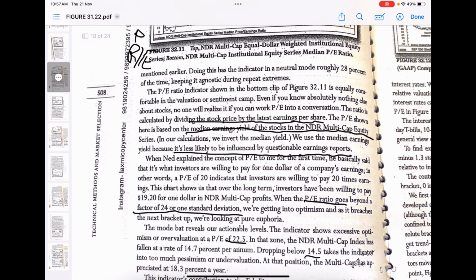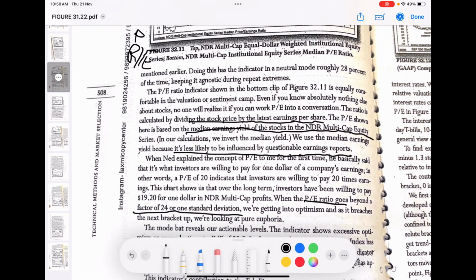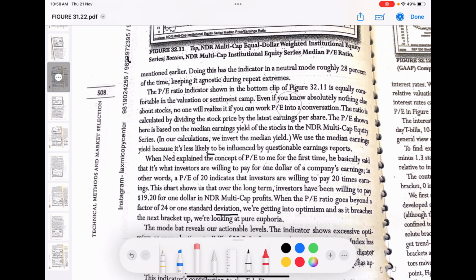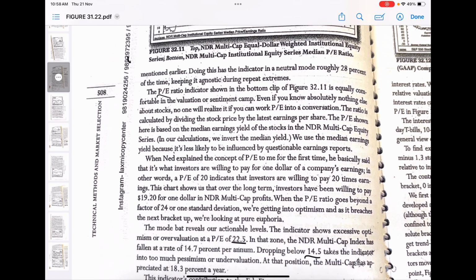Moving on, we have a very important indicator, which is the PE ratio indicator. PE is basically the price to earnings ratio. The numerator P is price and the denominator E is earnings. In this case, we are going to take the earnings on the basis of median earnings yield. So why are we doing that? Why do we invert the median yield? And why are we even taking median in the first place? Why can't we straight away take the direct earnings?